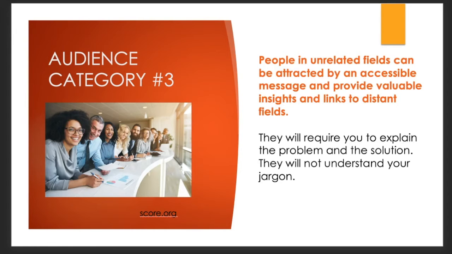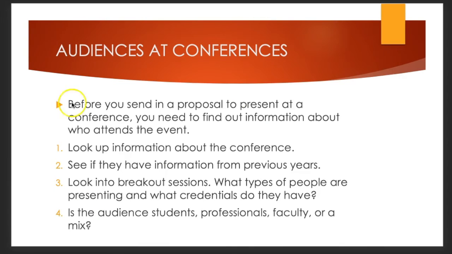So audience category number 3, people in unrelated fields can be attracted by an easy to understand message and provide valuable insights and links to distant fields. So sometimes if you have a mind that thinks completely unlike yours, they can really help balance and add new meaning to your work. So they will require you to explain the situation more, require lots of background knowledge. They will not understand any of your jargon. So there's just 3 general types of audiences to consider.